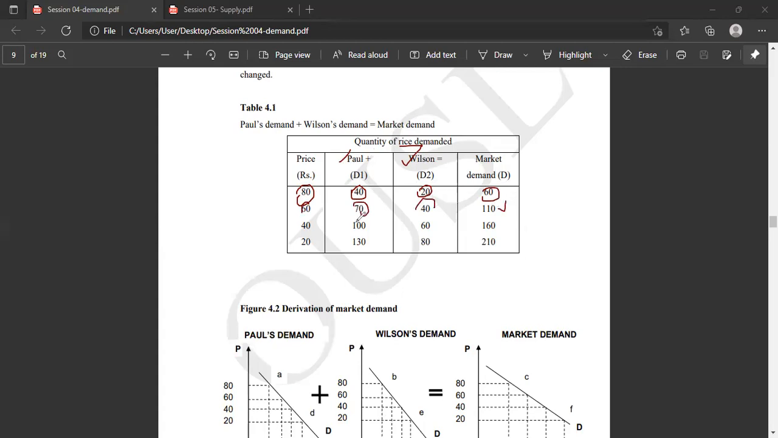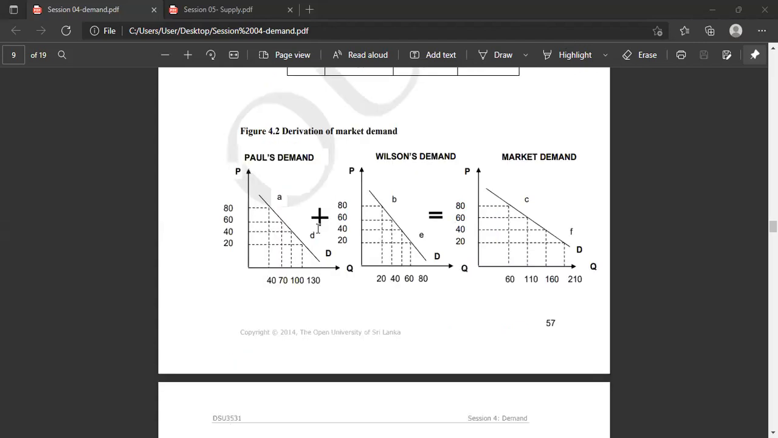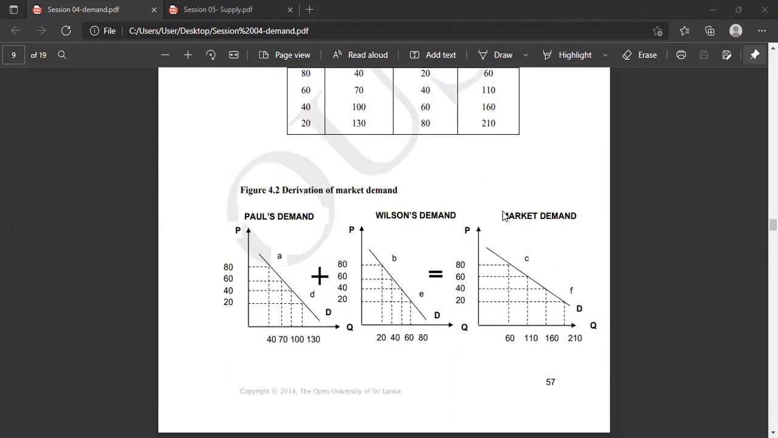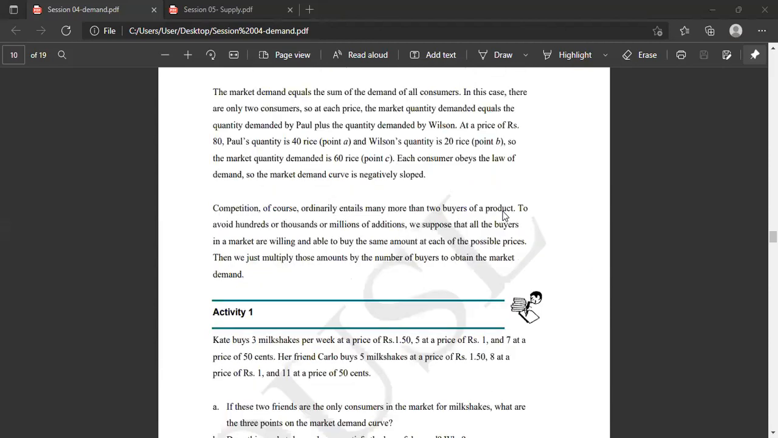So what is happening here? As long as the price decreases, the quantity demanded of each person increases, thereby the market demand is increased. Then for these individuals, you can draw the demand curve of Paul and Wilson, and thereby you can draw the market demand for both. Okay, right.